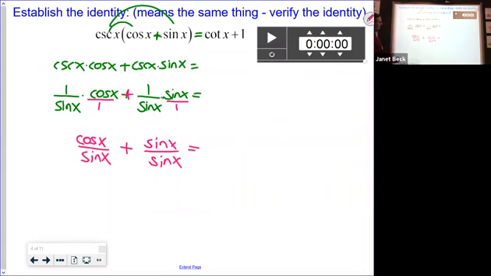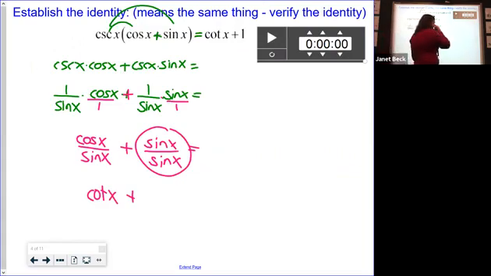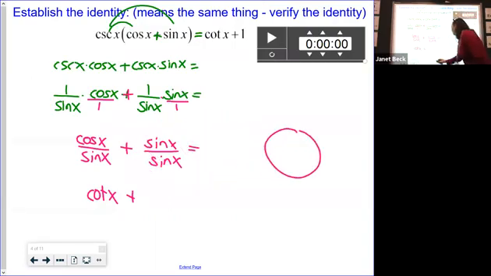Okay, when I look at this one here, we look at that and go, oh, that's a quotient identity. That's cotangent. So this one is cotangent of x plus, and this fraction here, when you have a number divided by itself, unless it's 0, which you can't do anything with, that's undeterminable, but any number divided by itself just equals 1. So we're done.